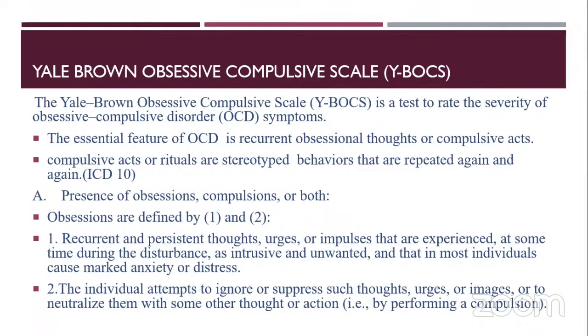So the obsessions are mainly defined by two criteria. One is recurrent and persistent thoughts, urges, or impulses that are experienced at some time. The second is that the individual attempts to ignore or suppress such thoughts, urges, or images, or to neutralize them with some other thought or action. In the case of neutralizing, this will be performing the compulsion.